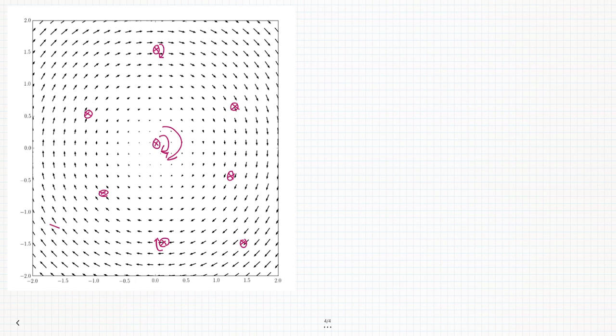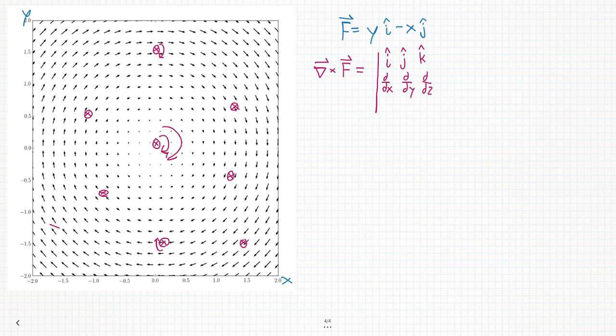Now let's actually calculate the curl to see if we were right. The horizontal axis is x, the vertical axis is y, and our vector field f is y i hat minus x j hat. To find the curl, we'll just construct our matrix: i, j, k on the top row, del in the middle row, and f on the bottom row. So that's y, minus x, and since there's no z component, the z component is 0.